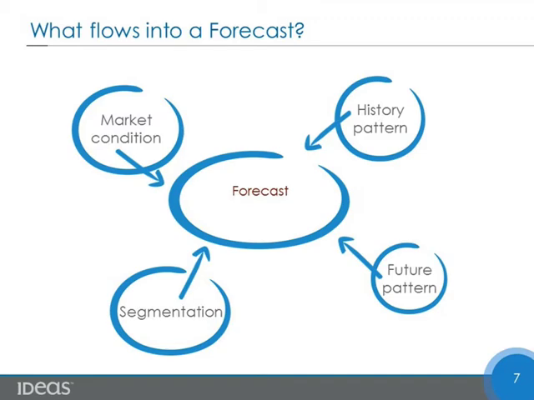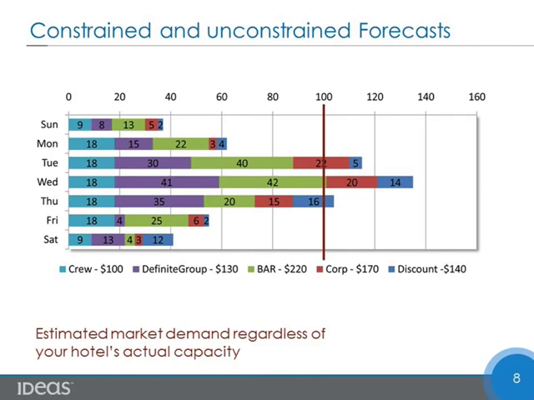Revenue managers should look at both constrained and unconstrained demand. So, what is the difference between constrained and unconstrained demand? Unconstrained demand forecast is an estimate of market demand regardless of your hotel's capacity. For example, based on the historical pattern and recent trends, you may have forecasted that the demand of a certain date in the future is 250 rooms, while the physical inventory of your hotel is only 200 rooms.